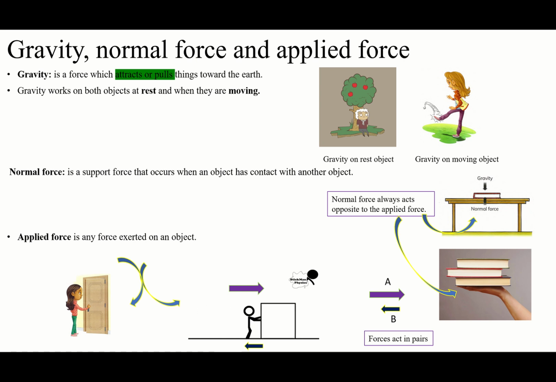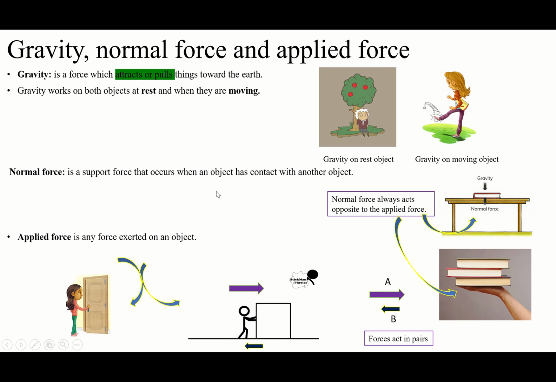Gravity is a force which pulls or attracts everything to the earth, and gravity works on both objects at rest and when they are moving. Like here, the apple is at rest and it will fall because of gravity, and the ball is moving but still it has gravity. It still has gravity. And normal force is a support force.